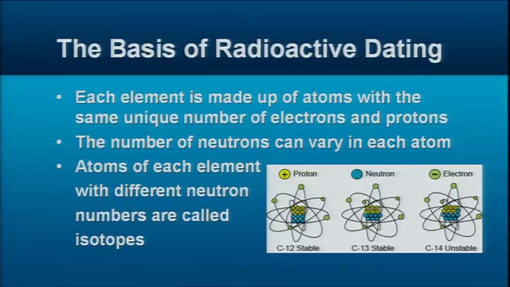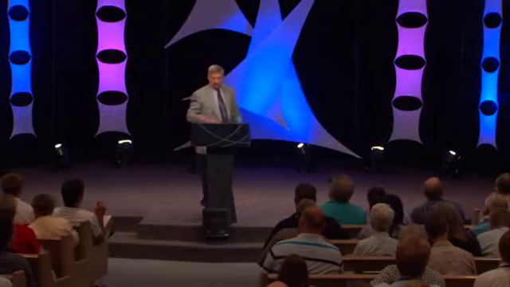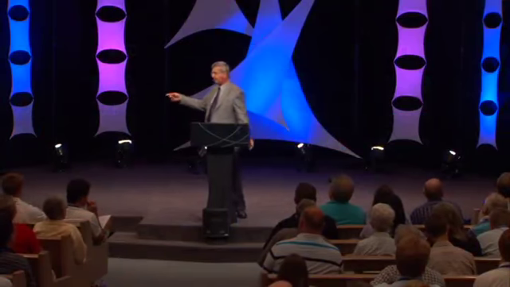So, for example, you've got carbon-12, carbon-13 and carbon-14. The difference in those is that there are 2 more neutrons in carbon-14 than in carbon-12. Now, these 3 different types of carbon atoms are called isotopes.